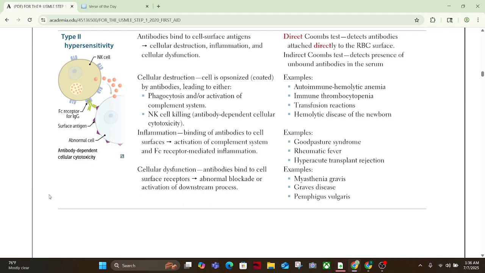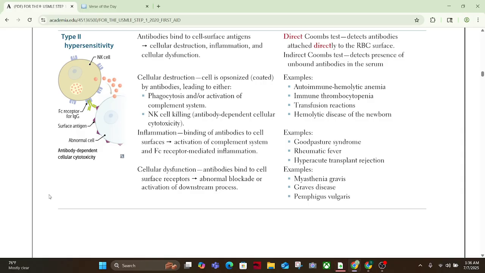Next, you have inflammation, which is binding of antibodies to cell surfaces. Then you have activation of the complement system and Fc receptor mediated inflammation. Cellular dysfunction: antibodies bind to cell surface receptors. This leads to abnormal blockade or activation of downstream process. Direct Coombs test detects antibodies attached directly to the RBC surface. Indirect Coombs test detects presence of unbound antibodies in the serum.